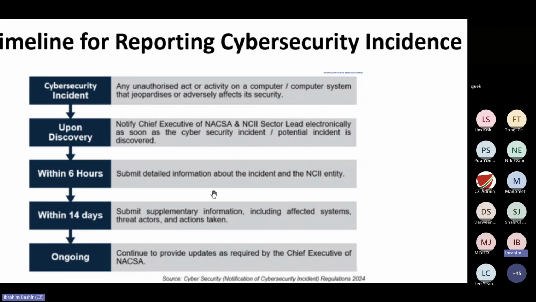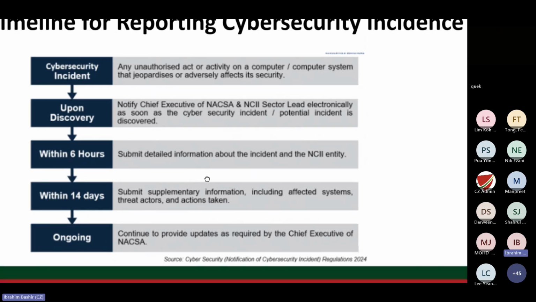So upon discovery, immediately you discover this, you need to notify the CEO of NACSA and the NCII sector lead electronically, which means basically via email, of any such incidents, right? Immediately, right? And after that, within 6 hours, you are required to submit detailed information about the incident and the NCII entity, right? This basically applies to those NCII entities or those organizations that are categorized as NCII, right?